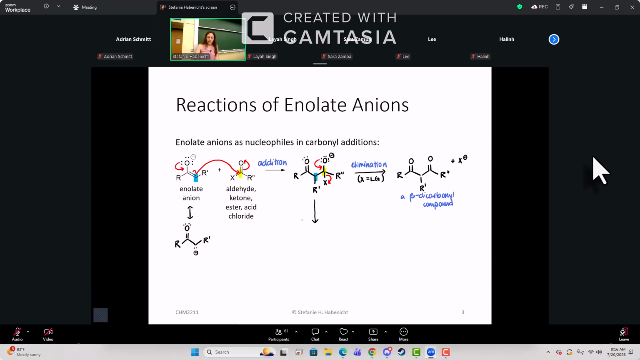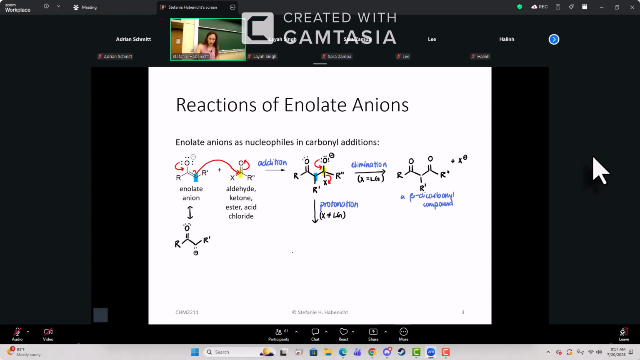Now, what if X is not a leaving group? Then there's nothing there to eliminate. In that scenario, what are the options? There's really only one thing that can happen under the right conditions, and that's a protonation of your tetrahedral intermediate. And if your solvent is protic, that can happen right away. And if it's not, there might be an acidic workup. We have to add a proton source for this to happen.